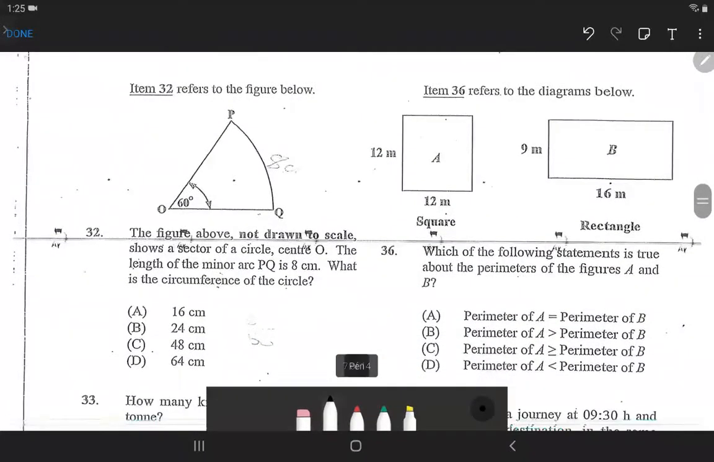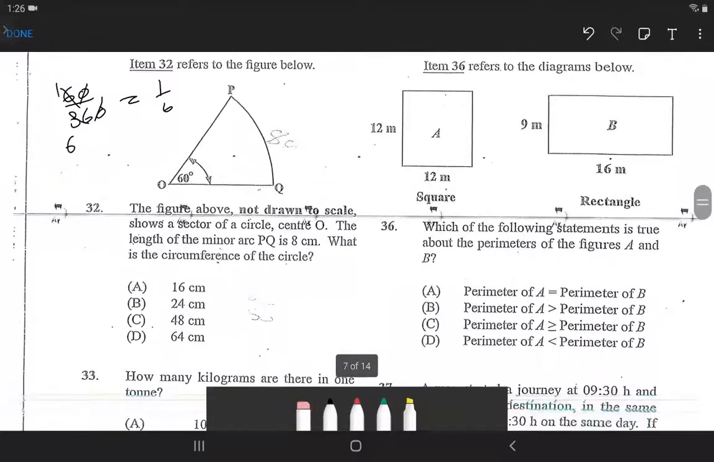This here, 60 degrees of a circle is 1/6 of the circle. That is a very important observation. It's a very important observation.